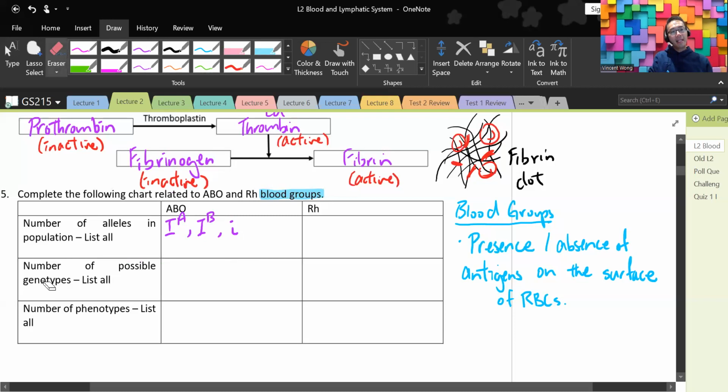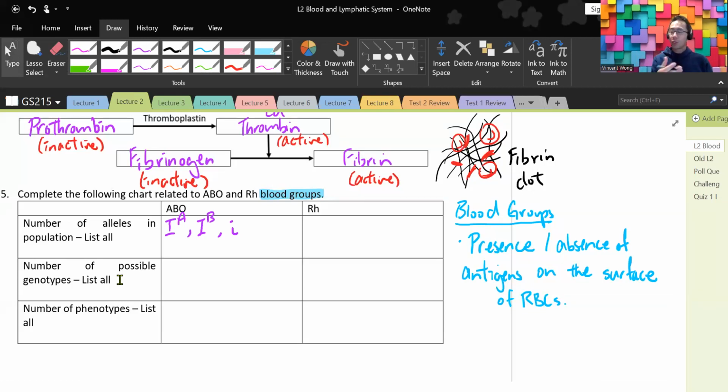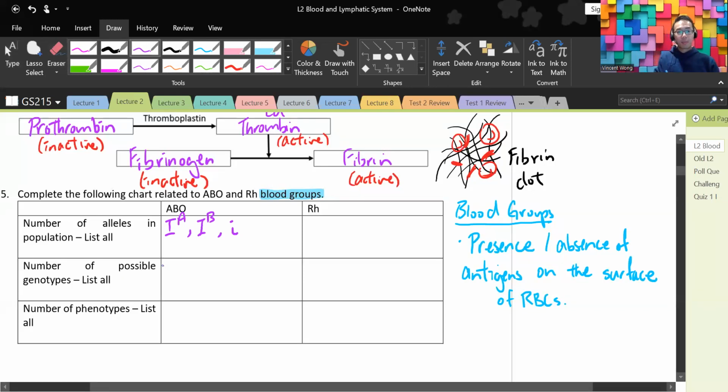Okay. How many possible genotypes do we have for the ABO? Does anybody remember? 6. That's right. So we are diploid. We only have 2 sets of chromosomes. So even though there are 3 alleles in the population, at most we can have 2 alleles, right? So they could be IA IA, IA small I, IB IB, IB small I, right? Little I little I, and IA IB, right? So a total of 6 possible genotypes.